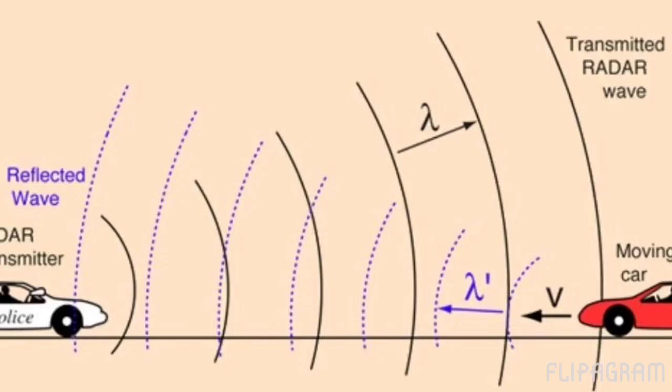Radar speed detectors use the Doppler effect. They bounce microwave radiation off of moving vehicles and detect the reflected waves. These waves are shifted in frequency by the Doppler effect, and the beat frequency between the directed and reflected waves provides a measure of the vehicle's speed.